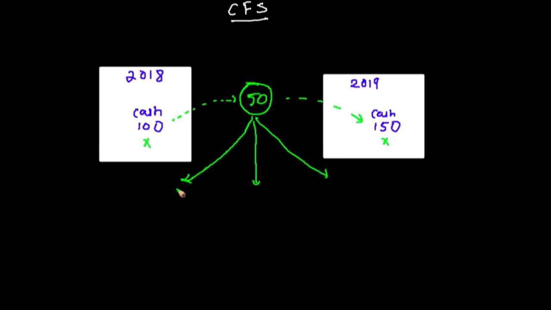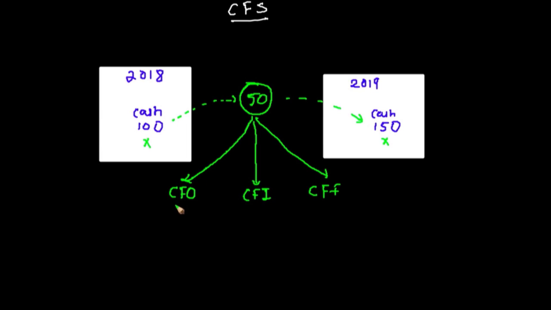You will say, I'm getting cash or spending cash on my operating activities, my business activities, so that's CFO. Or I'm getting cash from investments, or I'm spending cash on investments, or I'm getting cash or spending cash on financing activity. So CFO, CFI and CFF.